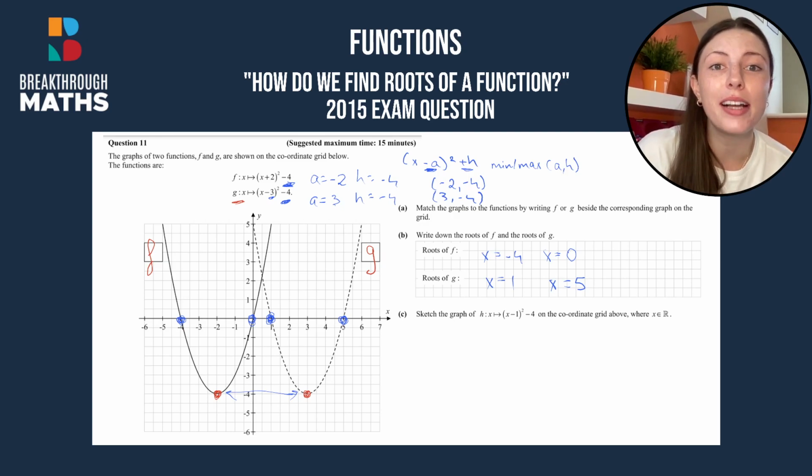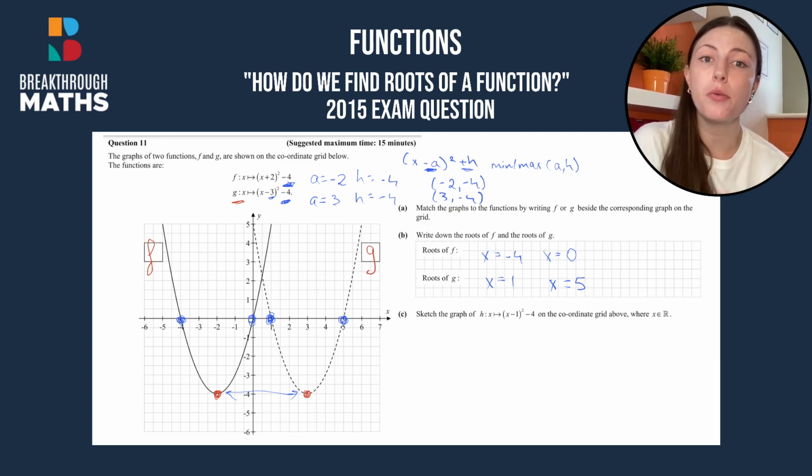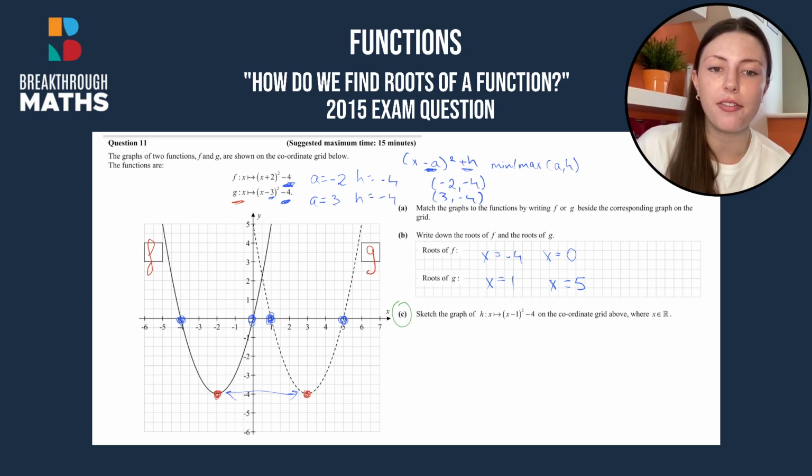So as you can probably see, most of this question is already filled out, and if you'd like to know how to do it, you can click on my video on how to find the min or max point of a function. But for now, we'll be working on part C, which asks us to sketch the graph of h of x, which is equal to (x minus 1) squared minus 4.